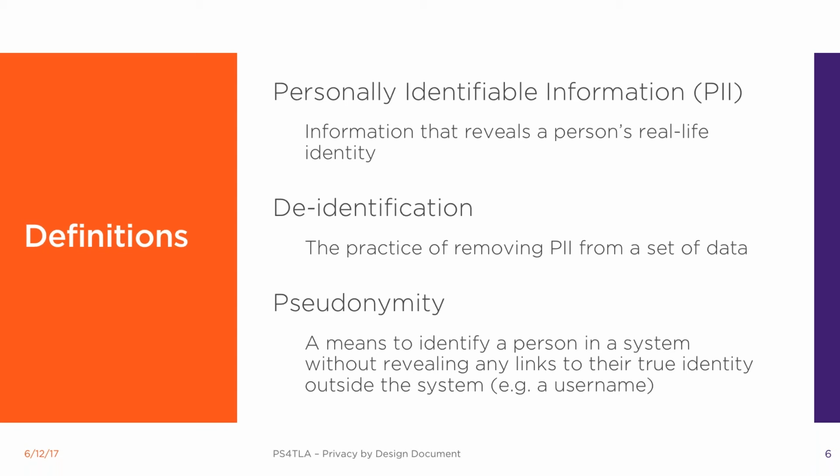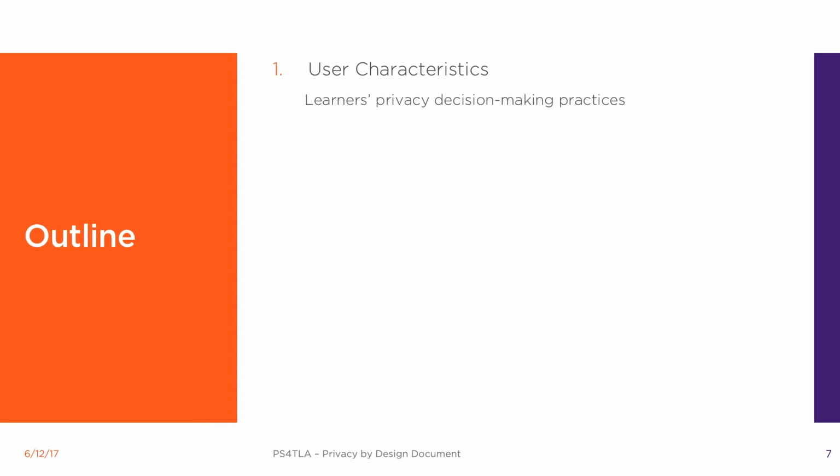So here are the topics that we're going to address today. These are the operational characteristics that we're going to look at. And the first operational characteristic is the user of the system. So the user characteristics will be the first thing we look at.